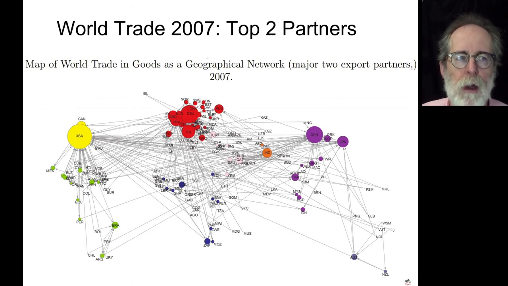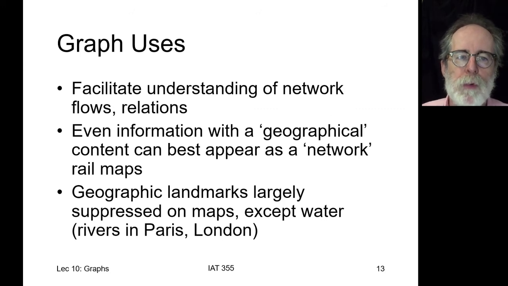And clearly, world trade in the European domain is very, very intense. So what the purpose of these graphs is doing for us is to understand network flows and network relations. And even information with a geographic content can best appear as a network. The previous one showing world trade is kind of doing a geographic embedding, relying on your knowledge of world geography to understand where the countries are and to guess or infer properly the country abbreviations.